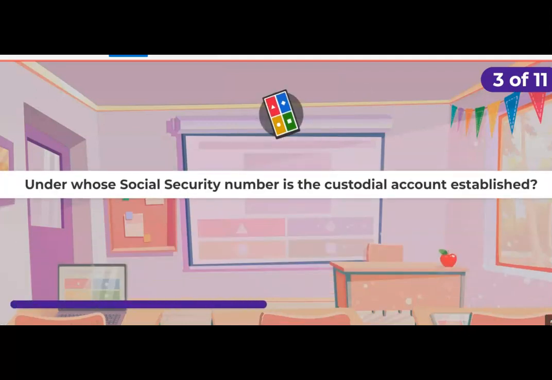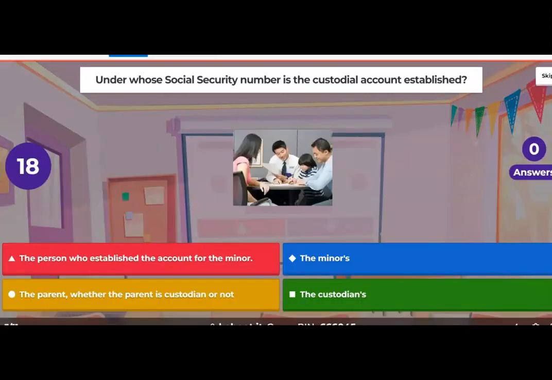Under whose social security number is a custodial account established? A, the person who established the account for the minor. B, the minor's. C, the parent, whether the parent is the custodian or not. Or D, the custodian's.